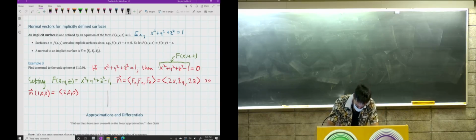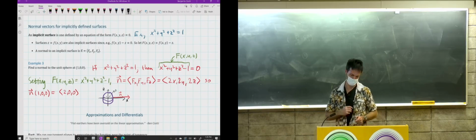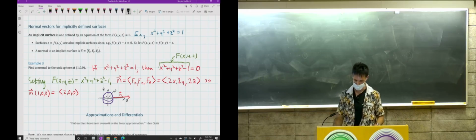The picture, by the way, looks something like this. Let's say there's the unit sphere. The normal vector at the point in question would be like that. Okay, so any questions?